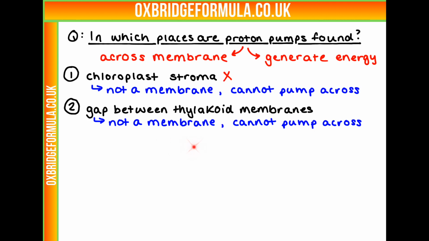Our second place is the gap between the thylakoid membranes. Again, this is not a membrane, it's the gap between the membranes, and we can't pump across protons if it's not across a membrane. So again, we can cross this one off.